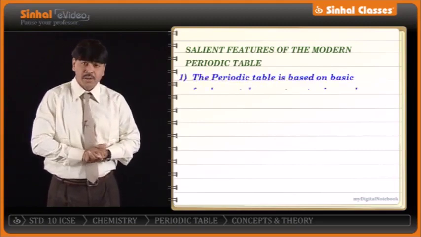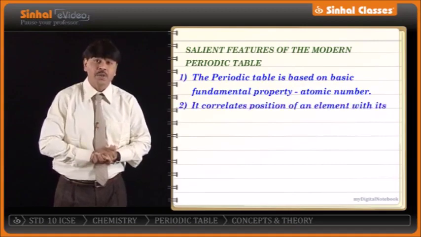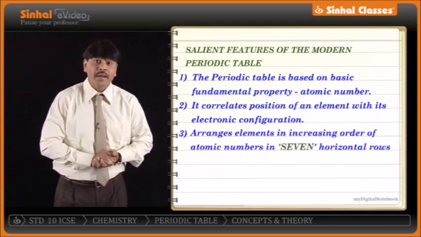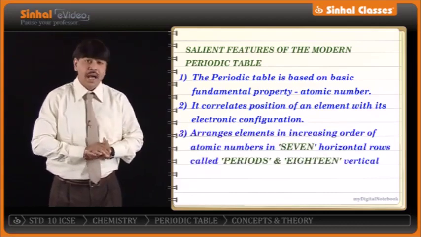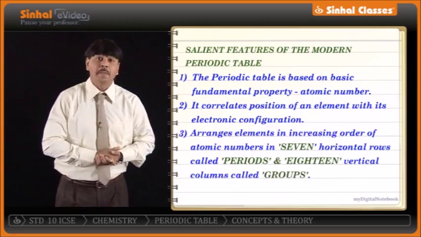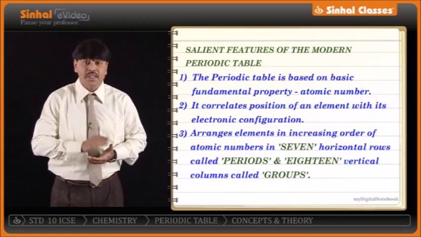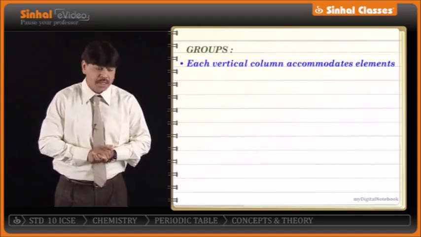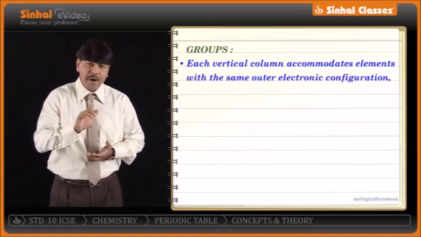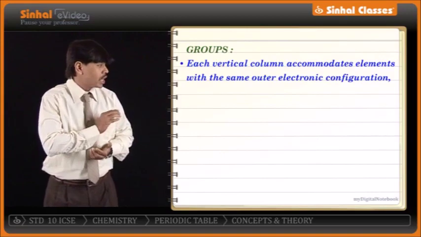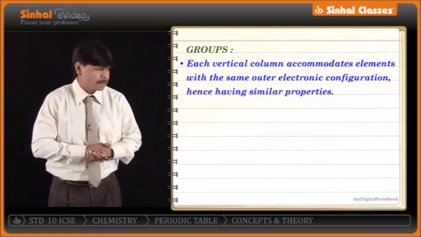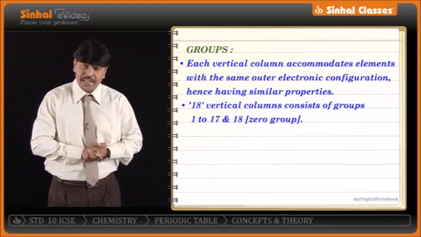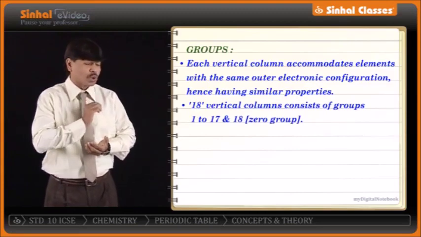Moseley's modern periodic table was classified according to the arrangement in the increasing order of atomic number and not atomic weight. His periodic table has 7 horizontal rows called periods and 18 vertical columns called groups. Each of the 18 vertical columns accommodates elements with the same outer electronic configuration, hence having similar properties. The 18 vertical columns consist of group 1 to 17 and 18, which is called 0 group.